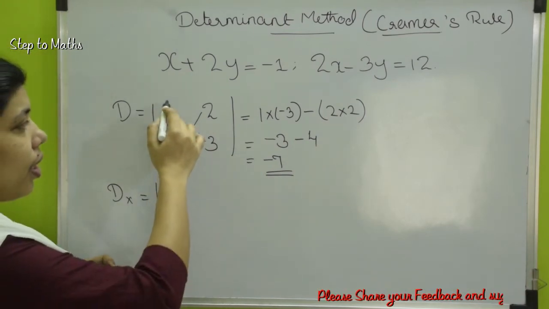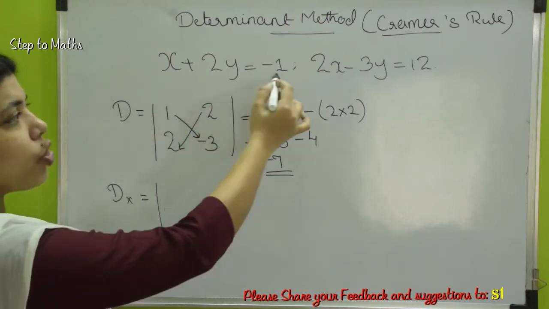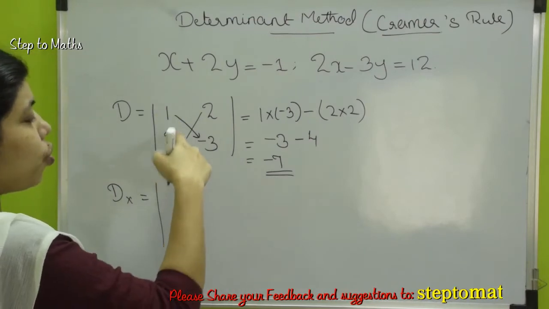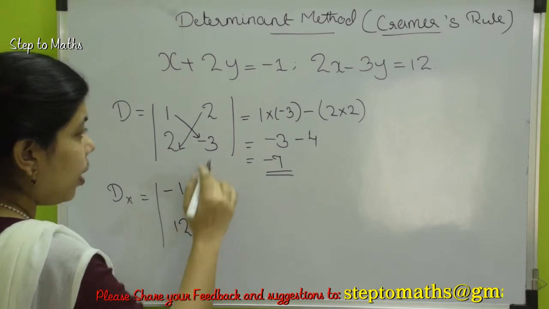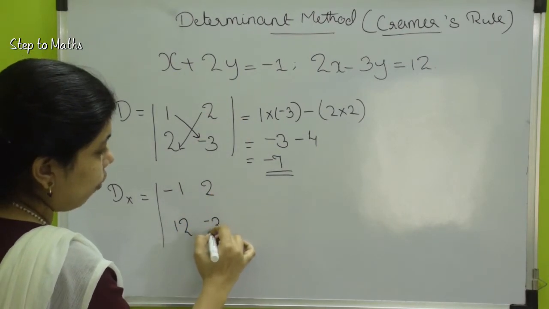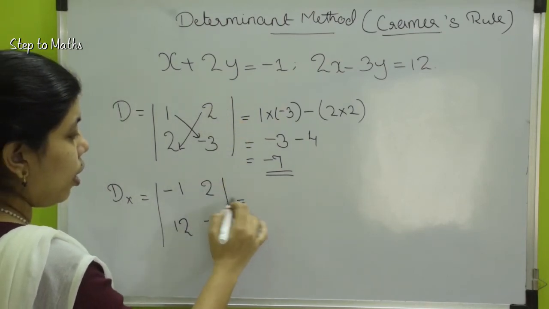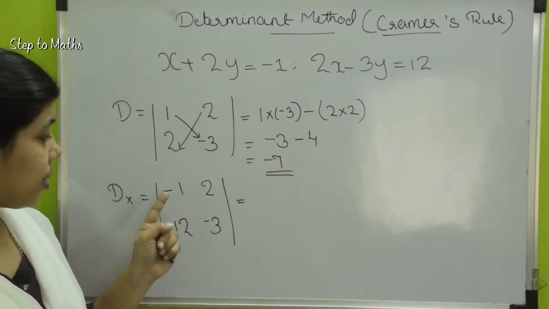For that, the first column, that is the coefficients of x, is replaced by the constants. So, these 1 and 2 are replaced by -1 and 12. The coefficients of y are the same. The second column is the coefficients of y, that is 2 and -3. Now, find the value of determinant dx.